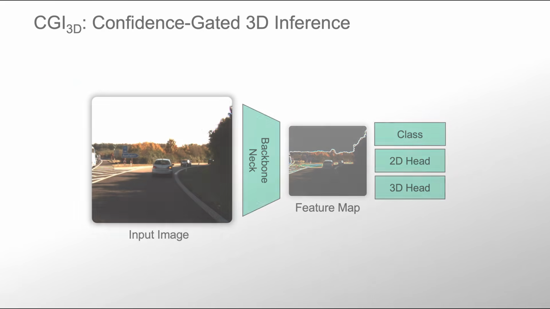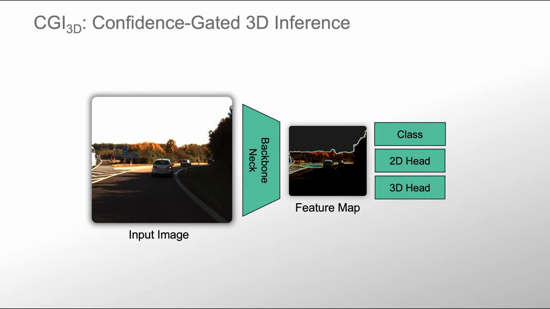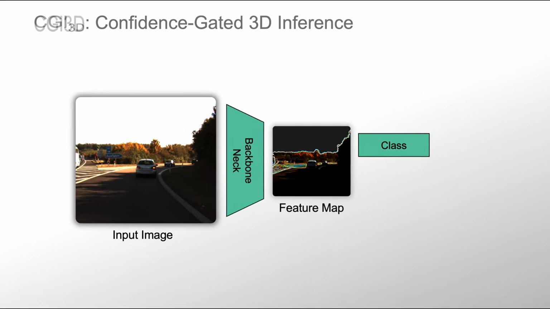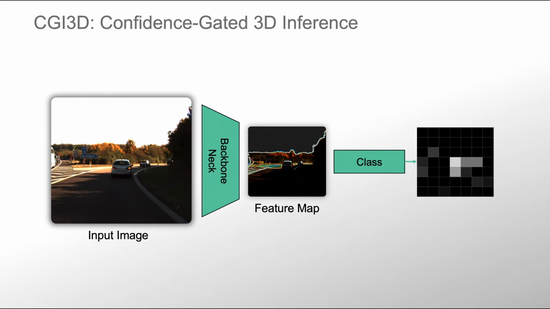To further improve runtime efficiency, we introduce confidence-gated 3D inference, or in short, CGI 3D. Previous methods waste a significant amount of computation by running the expensive 2D and 3D prediction heads densely across the entire feature map. We aim to improve this by performing 2D and 3D inference only on high-confidence regions. The key idea is to leverage the score map produced by the class head, which indicates object confidence across the image. Based on this score map, we identify high-confidence object regions.